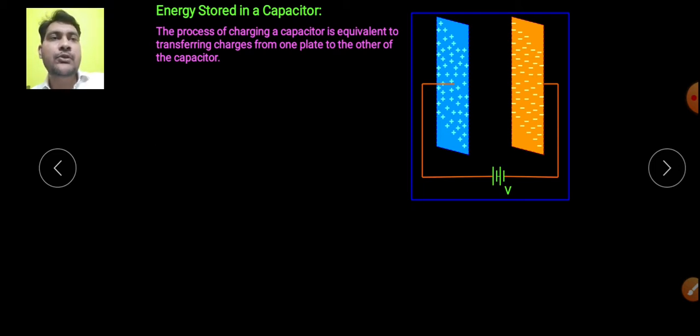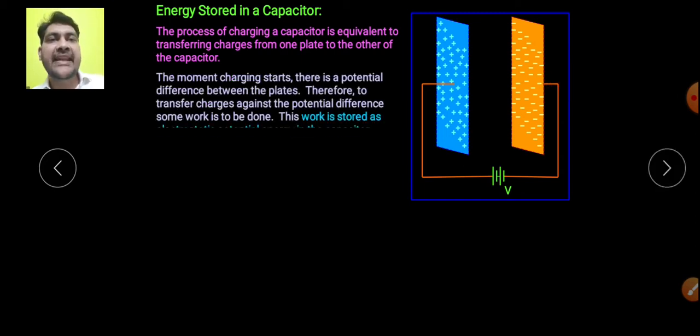The free electrons from the positive plate start moving towards the other plate through the battery because of the potential difference. This battery takes electrons from this plate and transfers these electrons to the other plate. In this way, one plate becomes positively charged and the other plate becomes negatively charged. This is the process of charging of a plate. Actually, this is the transfer of electrons only.